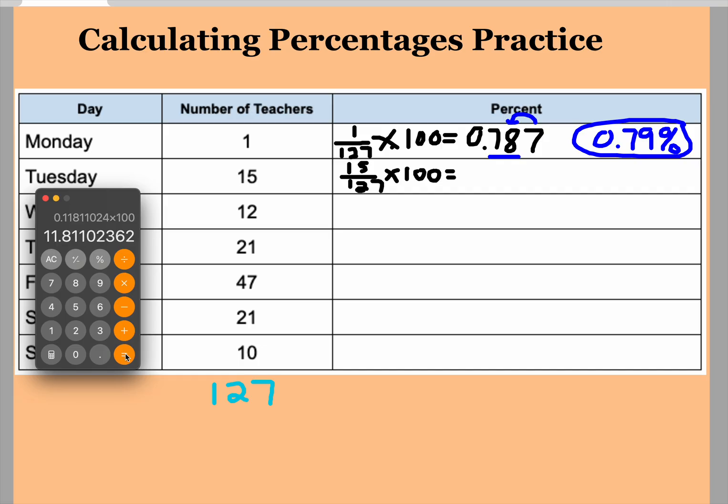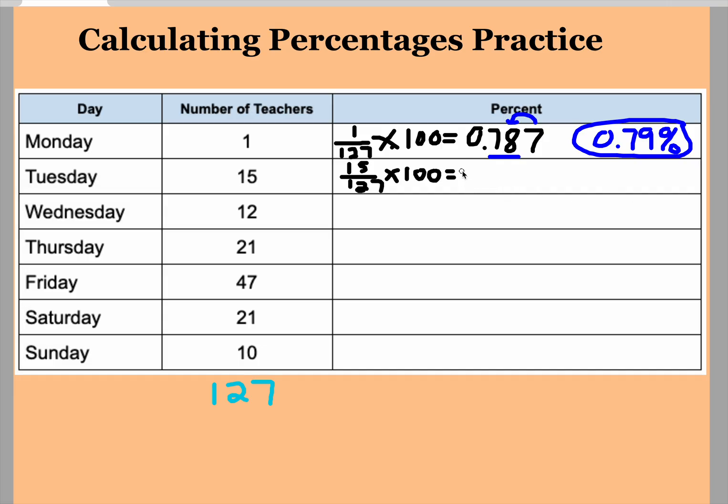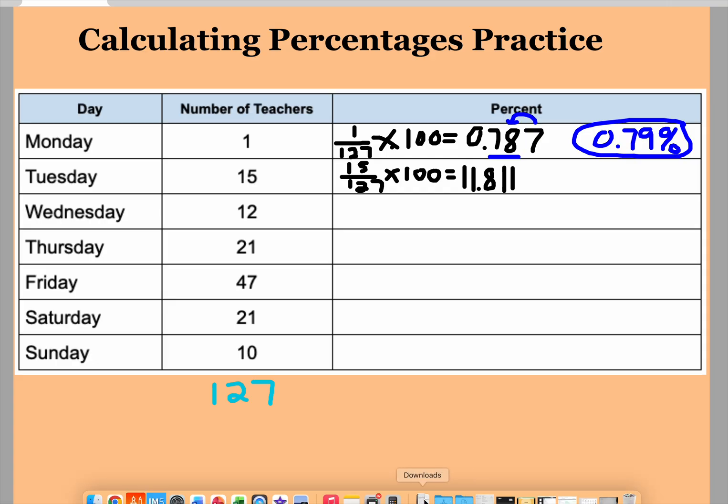So I'm going to divide and then multiply by 100. 11.811. So 11.811. I'm going to double check that I wrote that number properly. Okay. So I'm going to round. I've got my hundredths place. And then I look here. This is 4 or less. I let it rest. 11.81%.